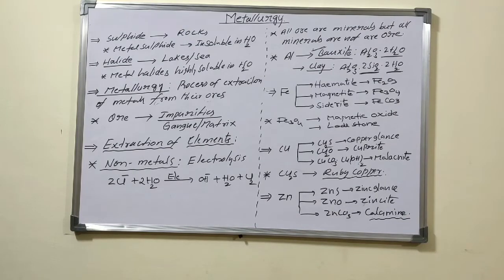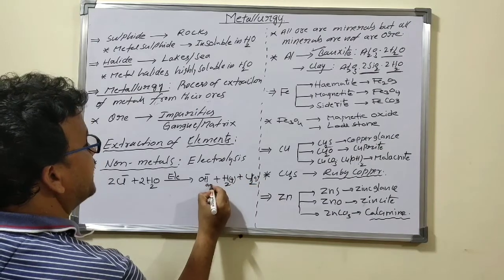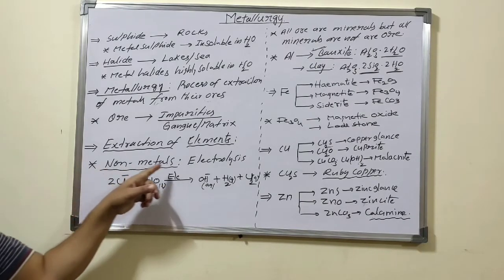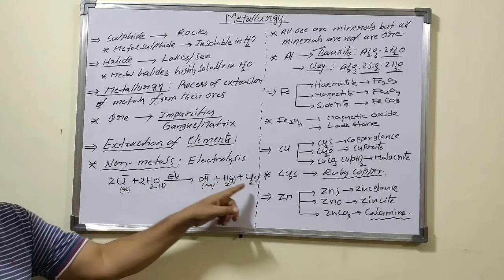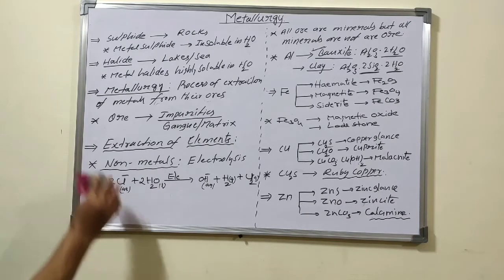When chloride ions are subjected to electrolysis, I am getting OH minus ions, chlorine gas and hydrogen gas, with the ions in aqueous state and the water in liquid state. Non-metals are extracted by the electrolysis method. Here I am preparing chlorine gas. By this method we can prepare the remaining non-metals also. Now, extraction of metals. Extraction of metals from their ores is a big process. Here, different steps are involved.